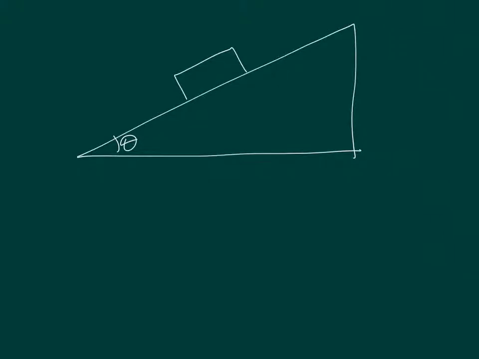Alright, we're looking at a block sitting on a ramp, and the point of the problem is to figure out what is the force of friction, what friction must there be to keep this block from sliding down the ramp. So first thing you've got to do in a ramp problem like this is put the components of gravity on the block, and one of them is straight down to the center of the earth, 90 degrees to the ground, and that's called the weight.